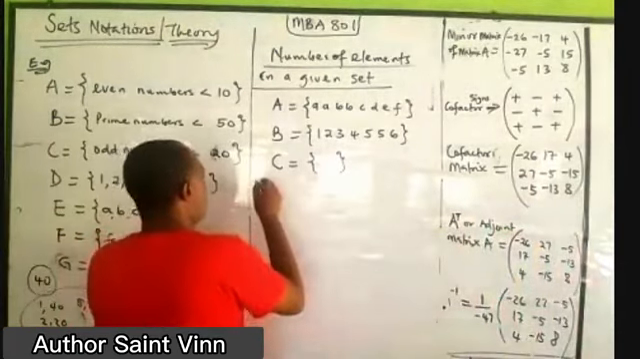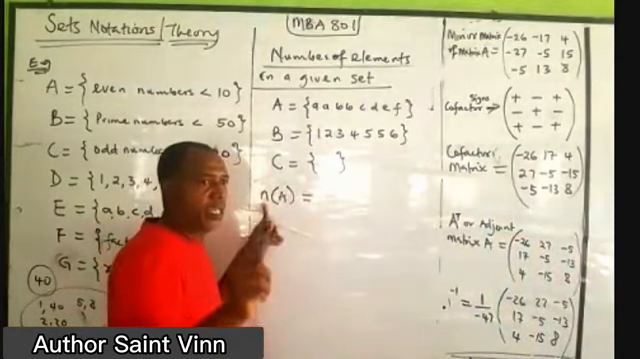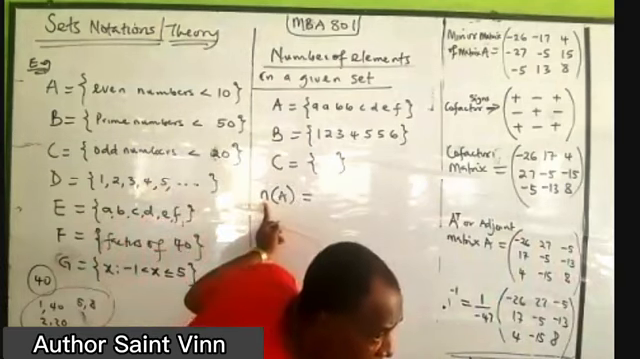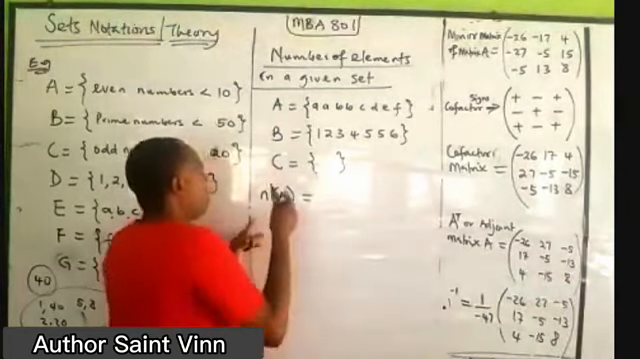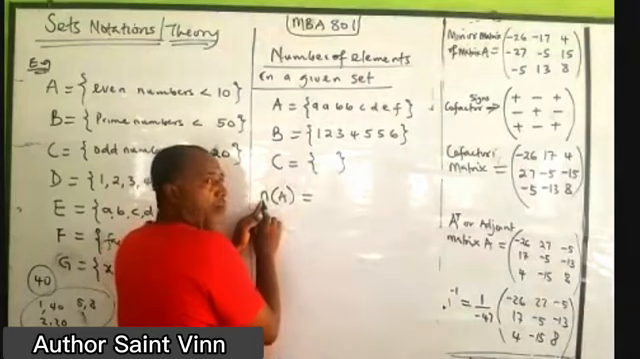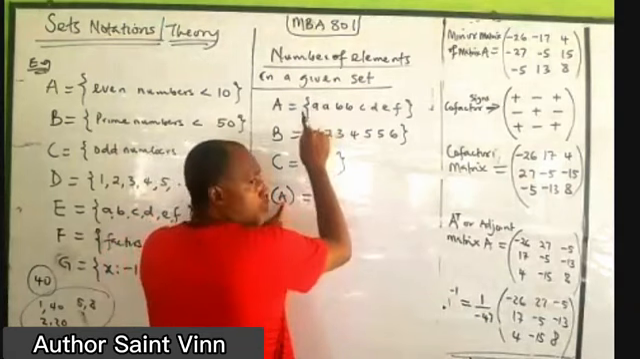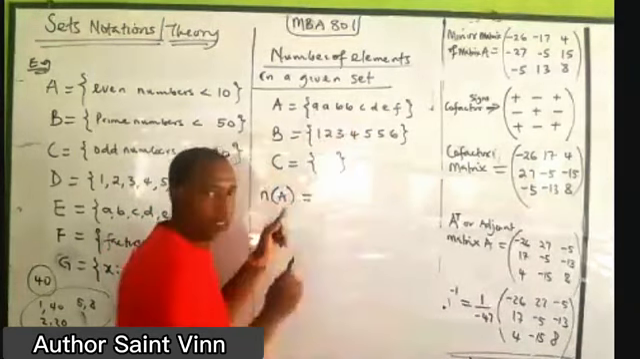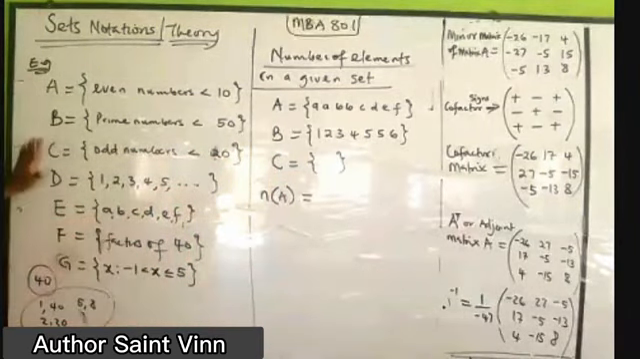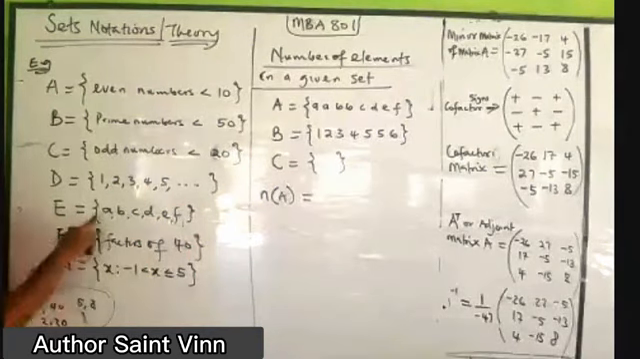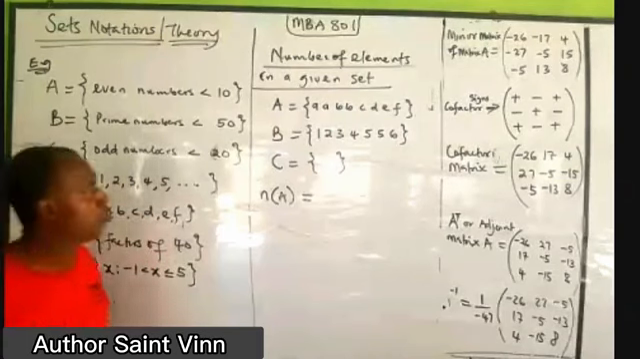Let's just conclude. Number, look at the board. See the way it's written: small n here. Sets are written in capital letters, and the elements are written in small letters. Take note of that. Now this is the number of elements in set A. Sets are written in capital letters, that's why I wrote capital A, B, C, D. Those are the rules you need to remember.